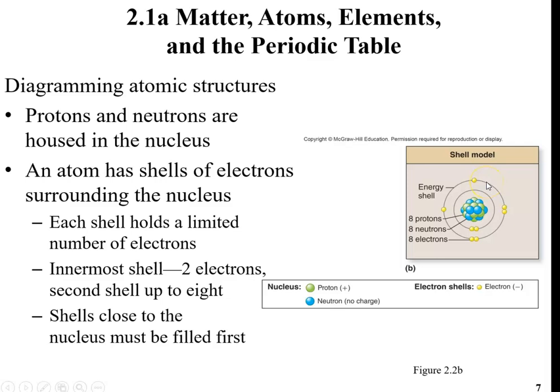Each shell can hold a limited number of electrons. So for the innermost shell, the maximum number of electrons that can be housed in this shell is 2. Shells closest to the nucleus must be filled first before moving outwards to the next shell. And the next shell usually can house up to 8 electrons. In fact, most of the time in the elements that we'll be talking about, the valence shell has 8 electrons in it.